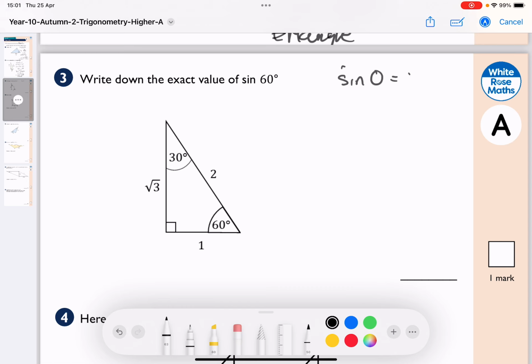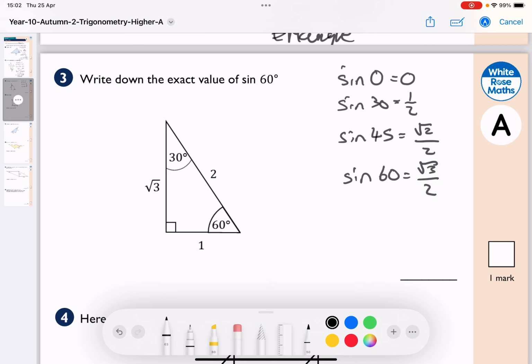Sine of 0 equals 0. The sine of 30 equals a half. The sine of 45 equals root 2 over 2. The sine of 60 equals root 3 over 2. And the sine of 90 equals 1. There we go, root 3 over 2.